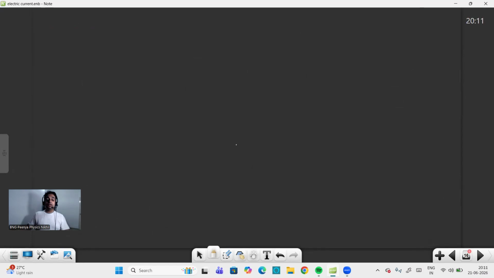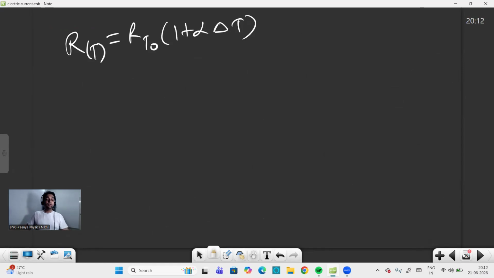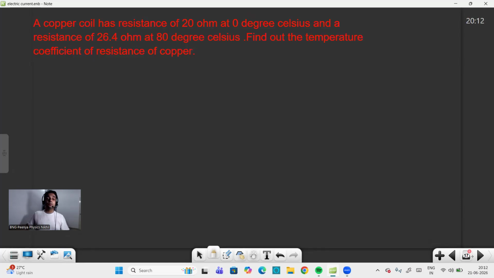If we consider that the dimensions are not changing with the rise in temperature, then we can write resistance the same way: RT equals RT naught into 1 plus alpha delta T, where RT is resistance at T degrees Celsius, RT naught is resistance at 0 degrees Celsius or at reference temperature, and alpha is the coefficient of temperature. Delta T is the change in temperature. This is the relation between resistance, resistivity and temperature.